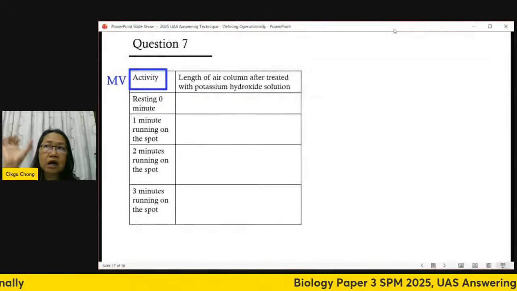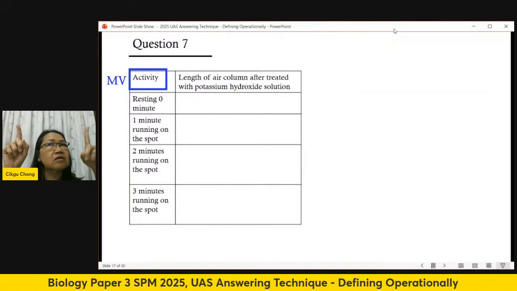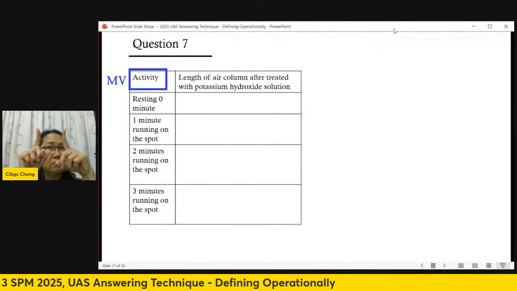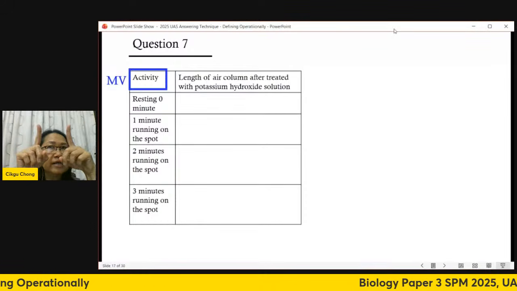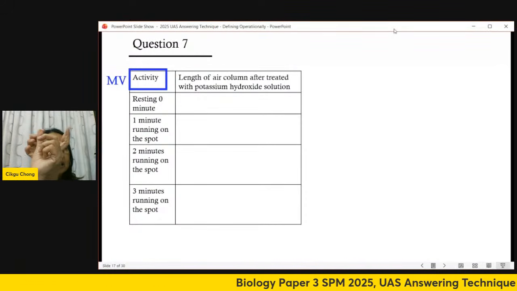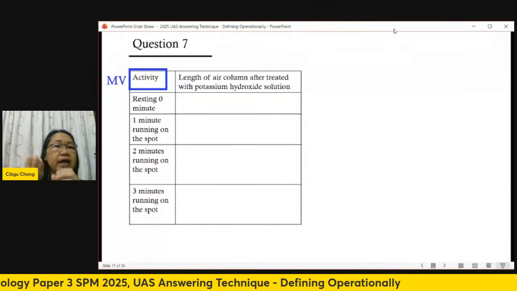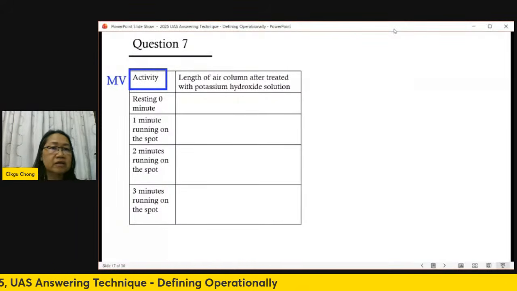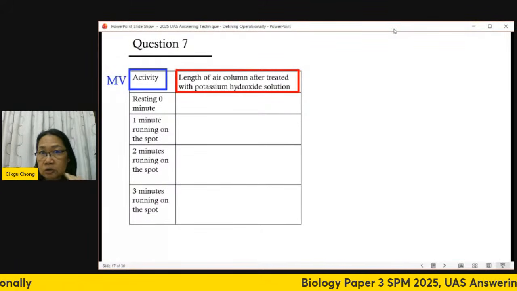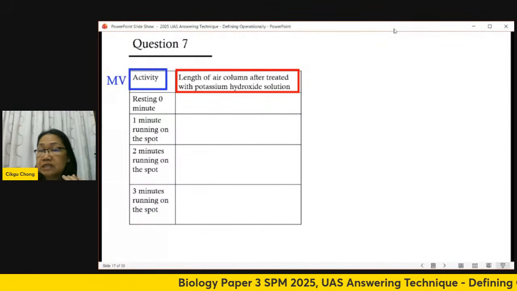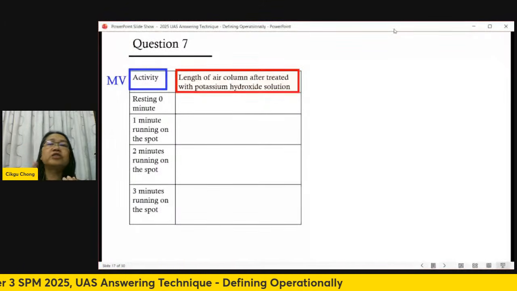And how do you know how much carbon dioxide is inside? You've got to take a substance to absorb the carbon dioxide, and then the air column will become shorter. When the CO2 has gone into the solution, the air column will become shorter. Then you take the length of your air column, divide by the original, times 100%. Then you will get your percentage of carbon dioxide. So that's why using potassium hydroxide is to absorb CO2. To provide CO2, you use sodium hydrogen carbonate.